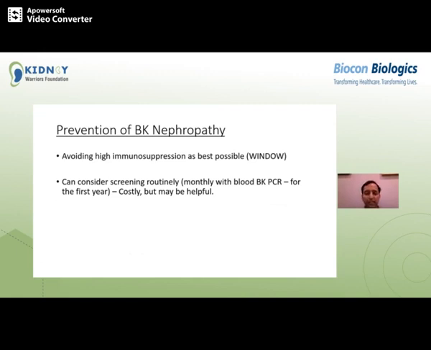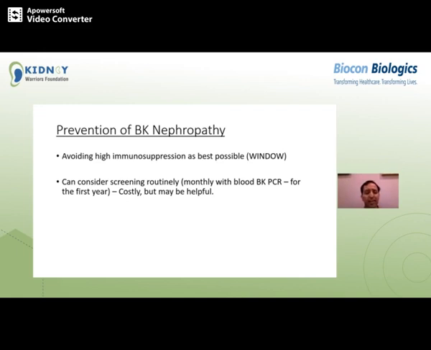So again, it is easier said than done. Unfortunately, as we discussed, there are no tests that we can do that would tell us that this is the exact amount, that is the right amount for an individual person. So it is based on judgment of the physician and the history of the patient.